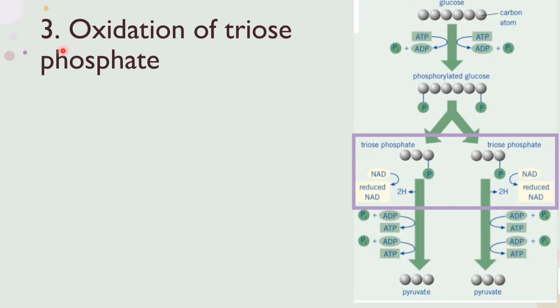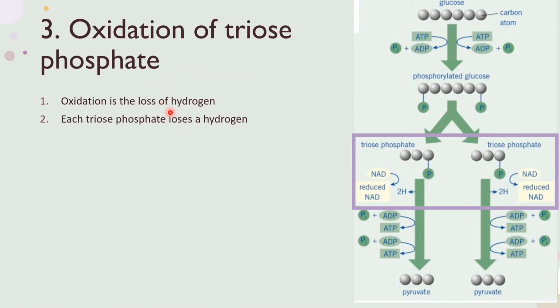So now moving on to the third stage of glycolysis. So this is the oxidation of triose phosphate. So a quick recap again, oxidation is the loss of hydrogen. So it could be, for oxidation in general, loss of electrons, oxygen or hydrogen. But in this case, in the oxidation of triose phosphate, it's the loss of hydrogen. So each of our triose phosphate molecules that we've now formed from the splitting of phosphorylated glucose, so each of these triose phosphate molecules loses a hydrogen.